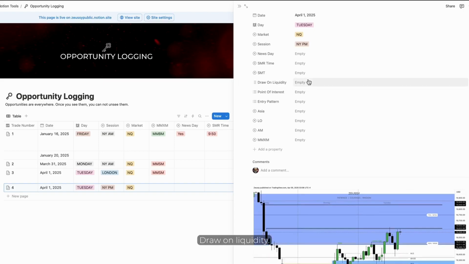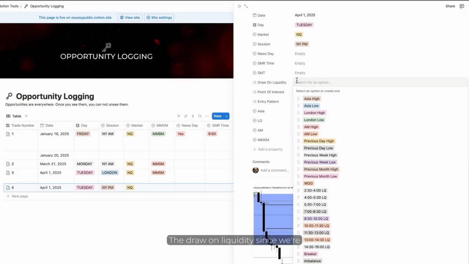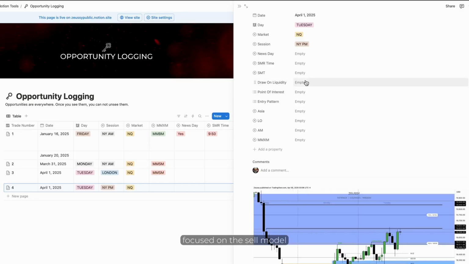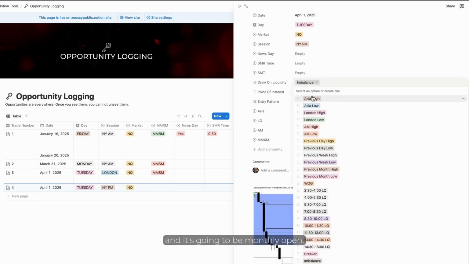Draw on liquidity. The draw on liquidity inside of this delivery is the following. The draw on liquidity, since we're focused on the sell model, meaning the buying opportunity into that RECB was also an opportunity, don't get me wrong. However, since we're focused on the selling opportunity, the draw on liquidity is going to be an imbalance and it's going to be monthly open.